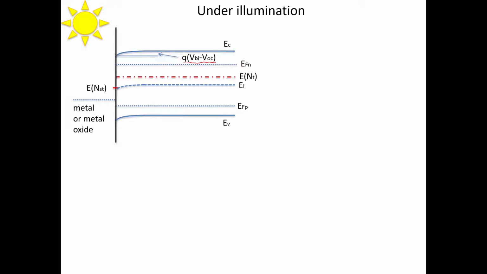V_oc stands for open circuit voltage. So band bending still will be there, but it will be smaller. The other key difference is that instead of one Fermi energy level, we now have two quasi-Fermi levels for electrons and holes, because we have non-equilibrium charge carriers: equilibrium plus non-equilibrium.